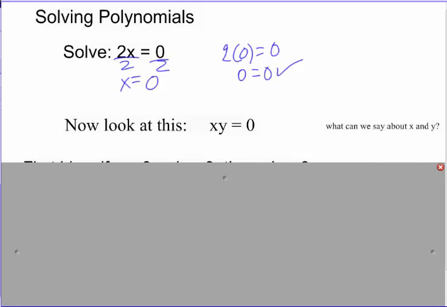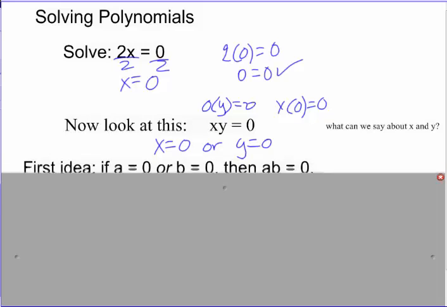So now let's take a look at this one. We have xy equals 0. Okay, so x times y is equal to 0. So what can we say about x and y? The only way you can get 0 when you multiply is if one of those numbers has to be a 0. You have to do a number times 0 to get 0 as your answer. So one of those has to be 0. Either the x is 0, because 0 times y would equal 0, right? Or the y is equal to 0, because if I have x times 0, that's also going to equal 0. That is the idea behind the zero product property.